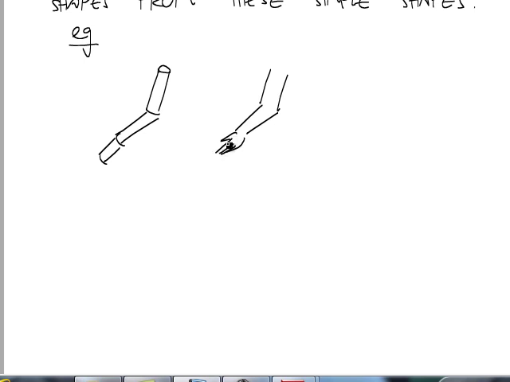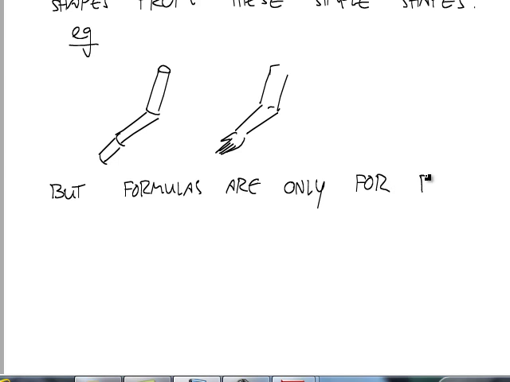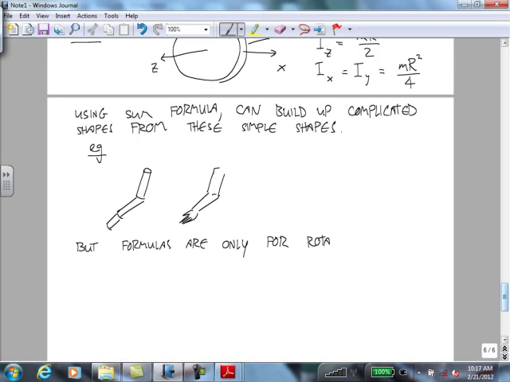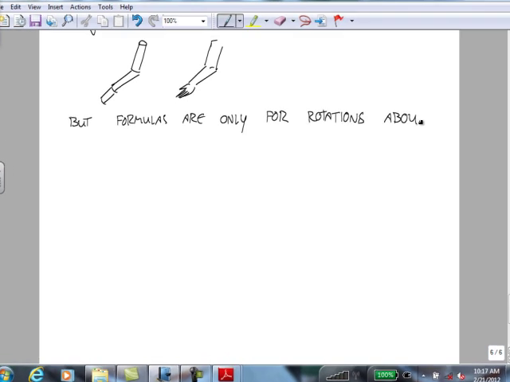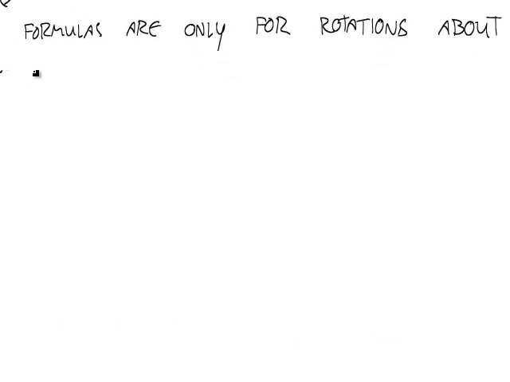So the question is, the formulas that I gave you, if you look back at where I put all these axes, are only for rotations about each object's center of mass. There are a lot of cases where you want rotations about something else. Does that make these formulas useless? Because that would be a big problem.